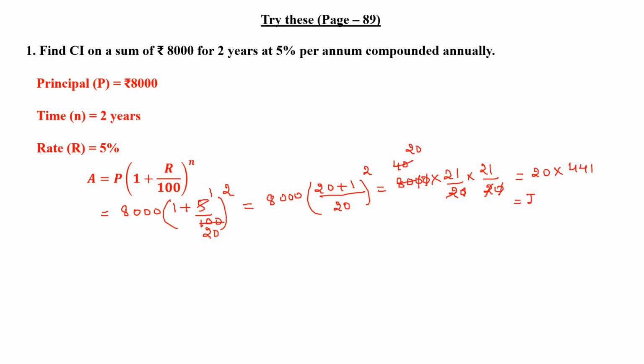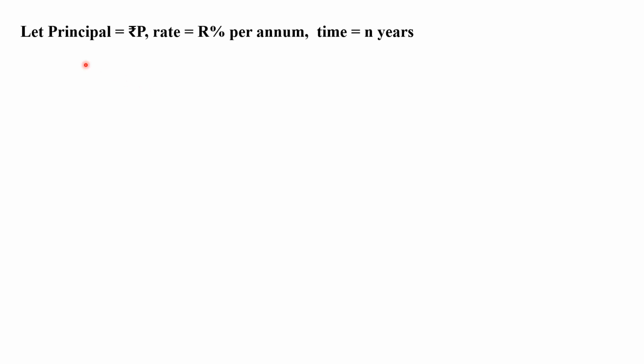So from here you are going to get your amount as 8,820 rupees. But in the question you have to find the compound interest. So the compound interest formula is amount minus principal. Your amount is 8,820 rupees, principal is 8,000 rupees, and if you subtract, you will get 820 rupees as your compound interest. So now we will see some of the special cases of compound interest.